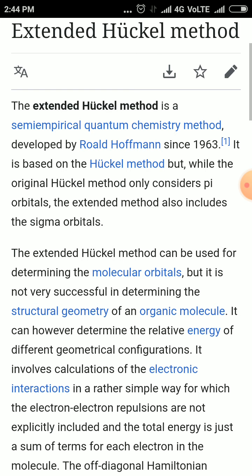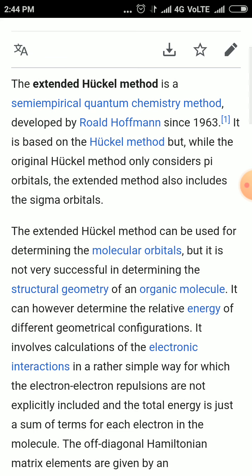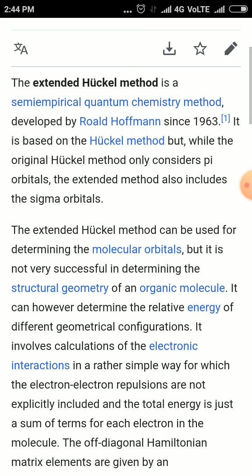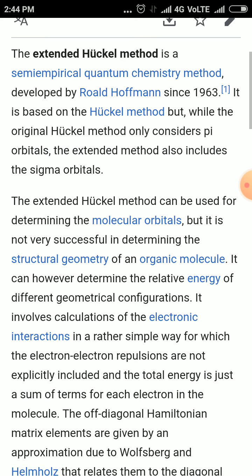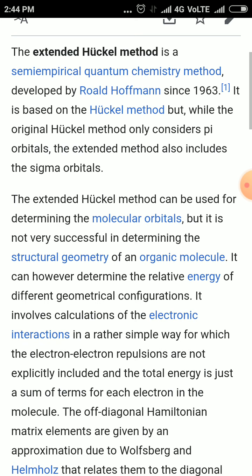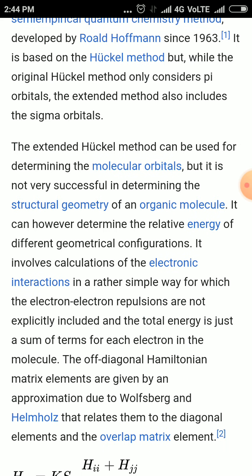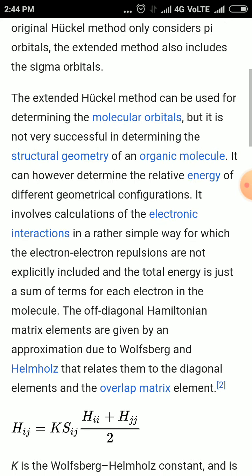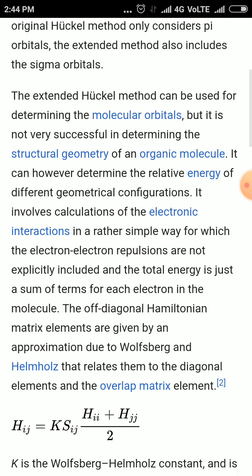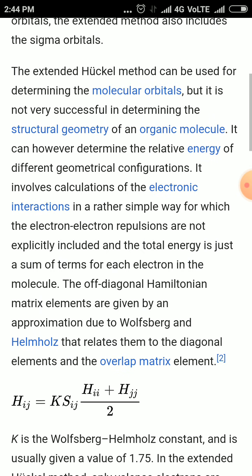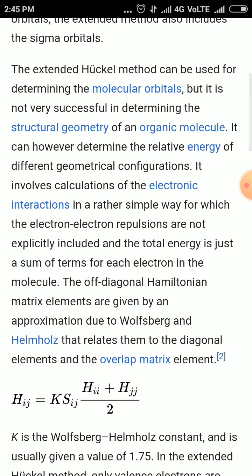Extended Huckel method is a semi-empirical quantum chemistry method developed by Roald Hoffmann in 1963. It is based on Huckel method, but while the original Huckel method only considered pi orbitals, the extended method also includes the sigma orbitals. The extended Huckel method can be used for determining the molecular orbitals, but it is not very successful in determining the structural geometry of an organic molecule.